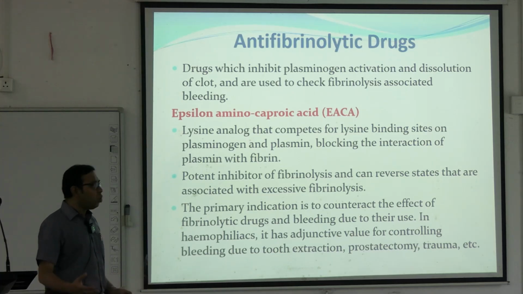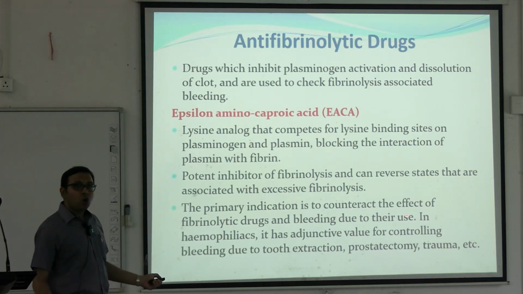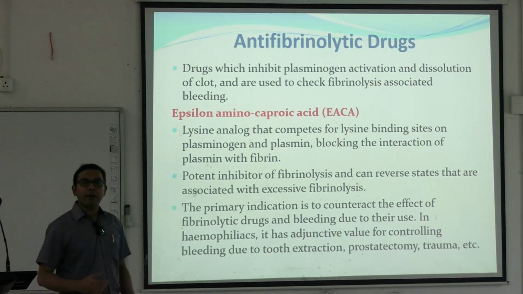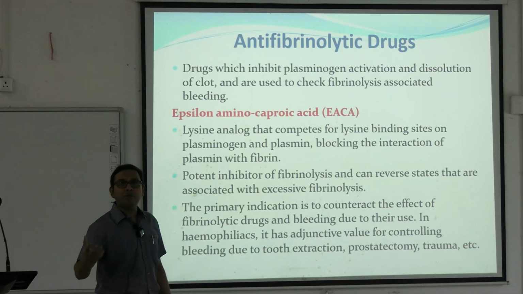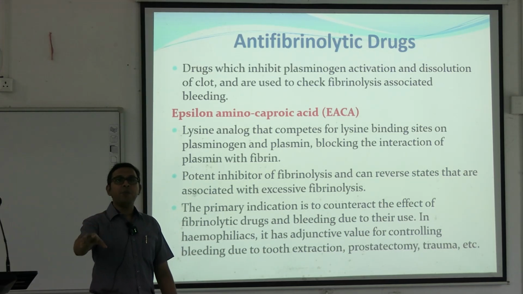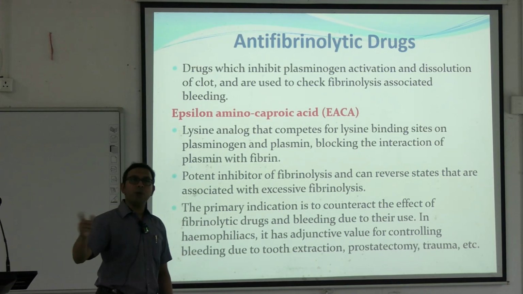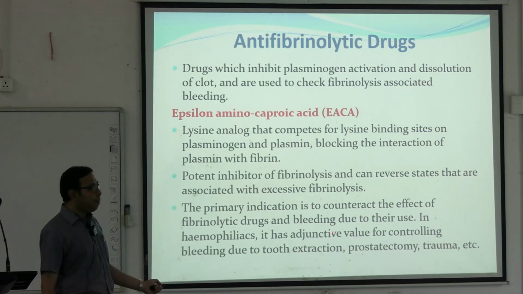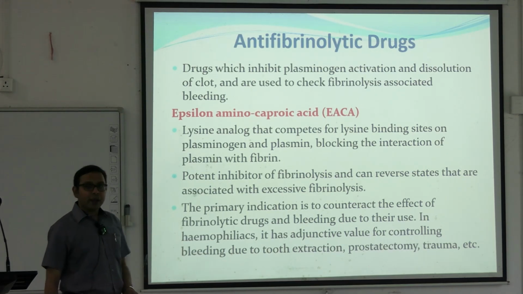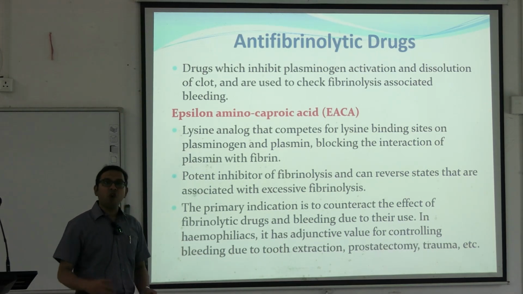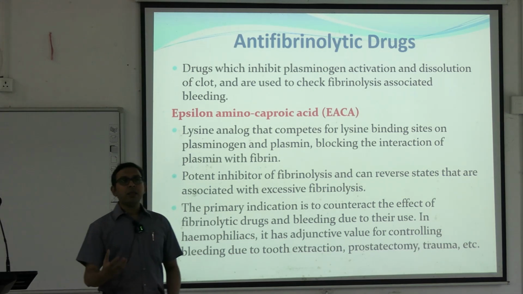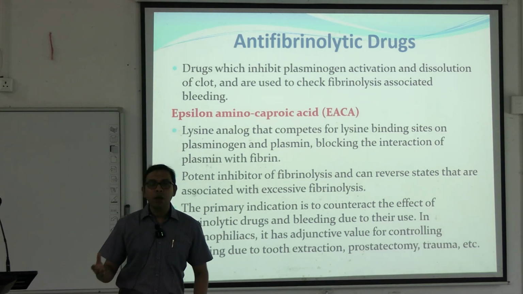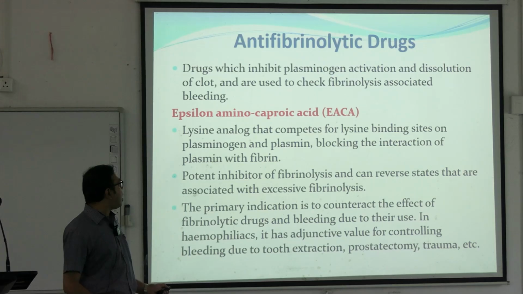So where is it to be used? Mainly it is used to counteract the effects of the fibrinolytic drug. When there is toxicity with the fibrinolytic drug, we give the fibrinolytic drug and there is more bleeding, so we have to use the antifibrinolytic drug. Apart from this, we can use it in hemophiliacs as an adjunct for controlling bleeding due to tooth extraction, prostatectomy, trauma, etc. In these cases, if there is more chance of bleeding, we can use the antifibrinolytic drug.